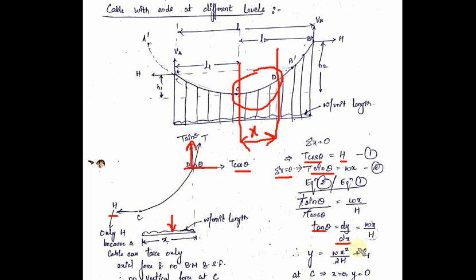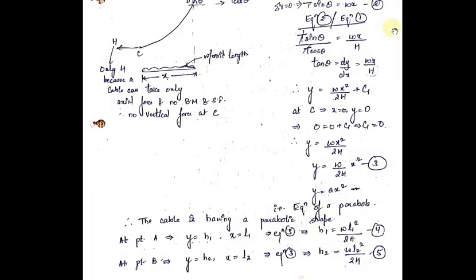After integration, we see in this equation that w by h is a constant. So when we integrate x, we get x square by 2, plus a constant. Suppose the constant is c1. So y equals wx square by 2h plus c1.